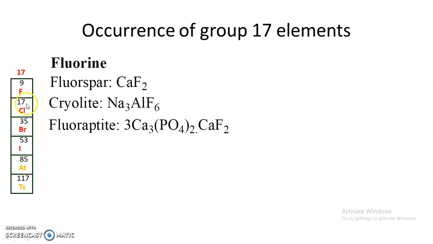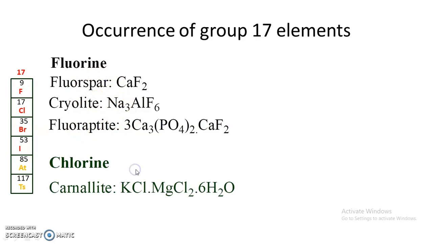The rest of the elements, that is fluorine, chlorine, bromine and iodine, occur in nature. Fluorine occurs in combined state as fluorospar, that is CaF2, cryolite, Na3AlF6, and fluorapatite, 3Ca3(PO4)2·CaF2, that is calcium phosphate and calcium fluoride. So this is the formula for fluorapatite. So fluorine occurs in nature in the form of these 3 ores.